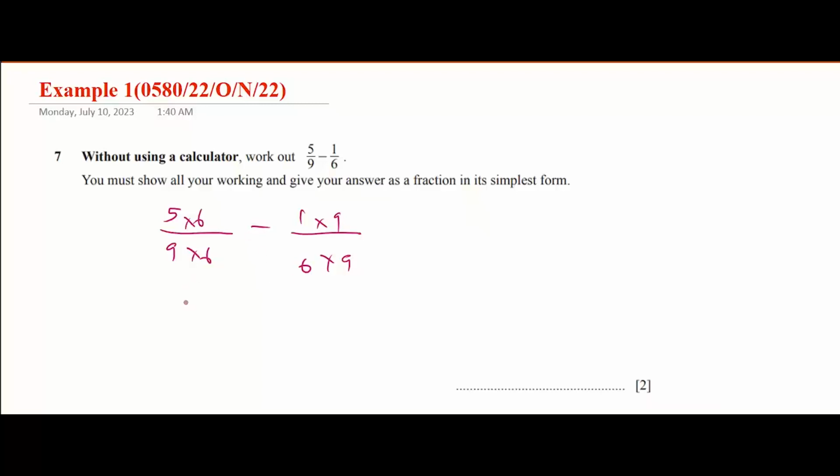So this will give me 30 out of 54. Then subtract, this will give me 9 out of 54. Since they have common denominator, that implies that I can subtract the numerators directly. So that will be 30 subtract 9 out of 54, and this will give me 21 out of 54.